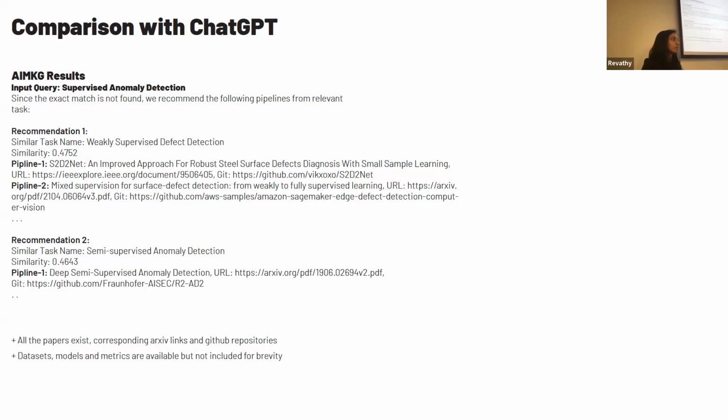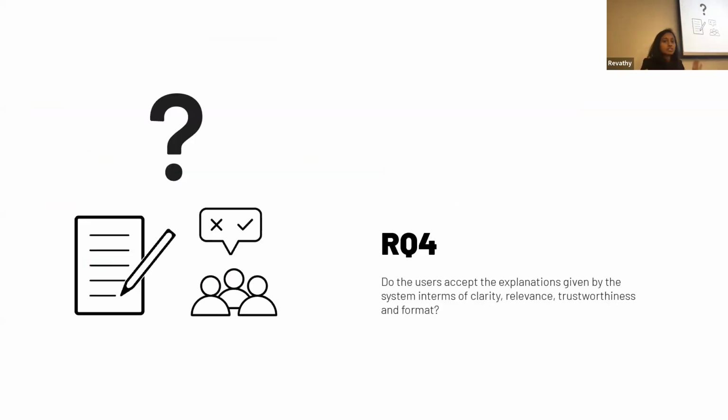When we asked the same question to the AI metadata knowledge graph based recommender, it produced the relevant results, attributing them to the arXiv links for the documents and GitHub links for the pipelines, which can be used to reproduce the pipelines as needed. And that brings us to the 4th question.